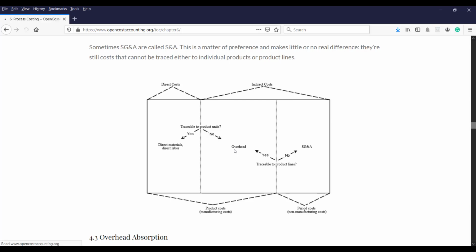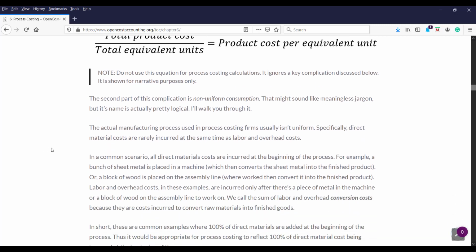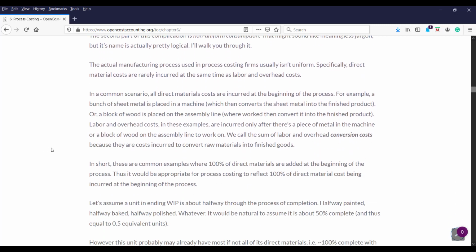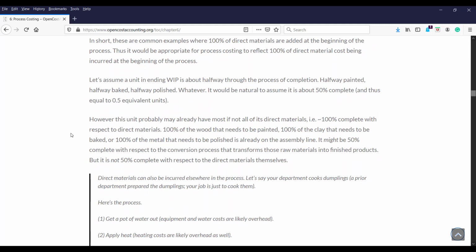So very often you have what's called non-uniform consumption, or non-uniform percent completion. You have direct materials that are complete to a certain level, and then conversion costs that are complete to a different percent. So that's the traditional example of when this happens, and it's very common. Perhaps one of the main drivers of separating out materials and conversion costs is that very often materials are added at the very beginning of the process. They don't have to be.